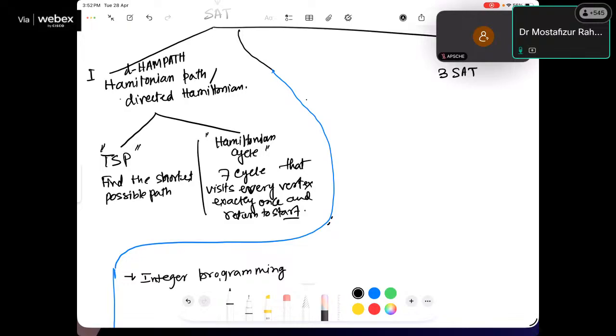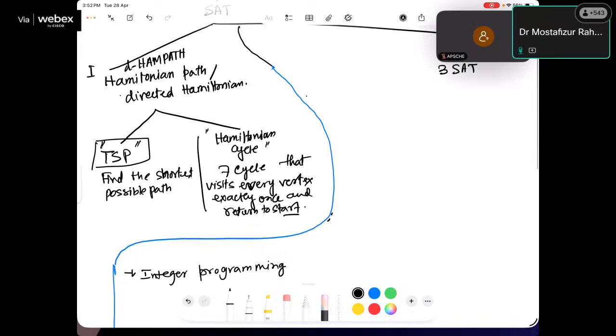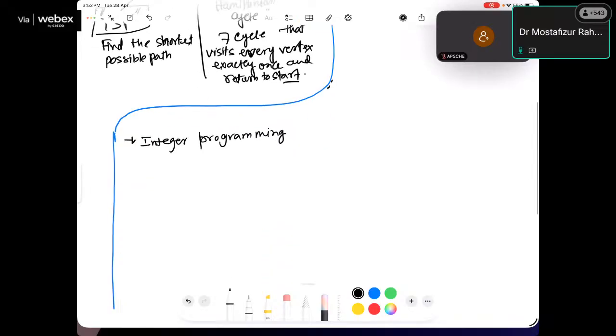I'll discuss the TSP later in detail. Because I'll be discussing it in detail, I'm not covering it here. So I'll come to this problem later.